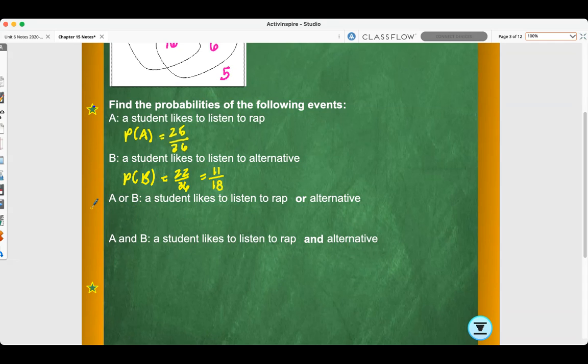So the probability of A or B. So the probability that you like to listen to rap or alternative. Okay, that would be 9 plus 16 plus 6, if I look at my Venn diagram, all over 36, which equals 31 over 36. And the probability of A and B, a person likes to listen to rap and alternative music. So the probability of A and B would be the intersection, which is 16 out of 36, which will reduce to 4/9.